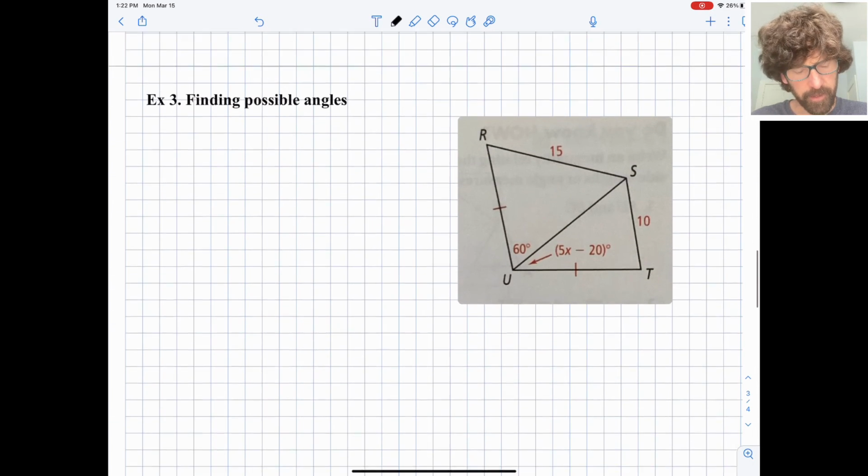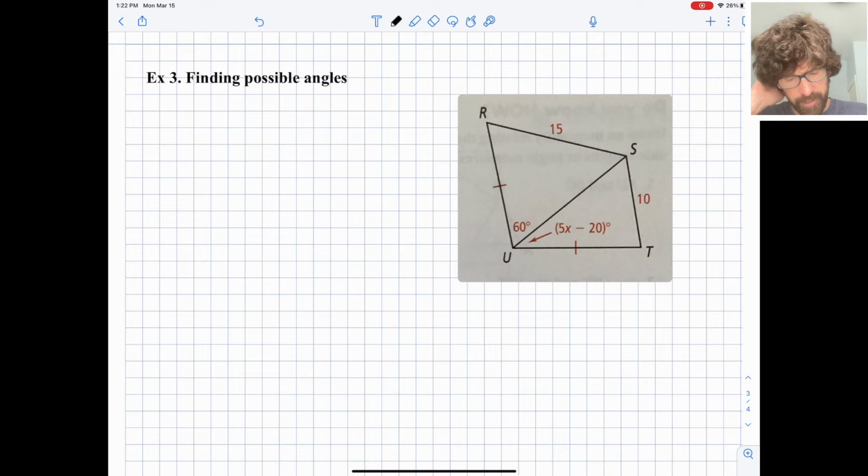So this is a little bit of a harder problem we'll do to apply this, finding possible angles. And it looks like we have a quadrilateral with one diagonal drawn. We have two side lengths known, 15 and 10. And then we have one pair of congruent segments also. RU is congruent to UT. And we're just trying to find the range of possible values of x is our goal here, our task, the range of possible values of x.